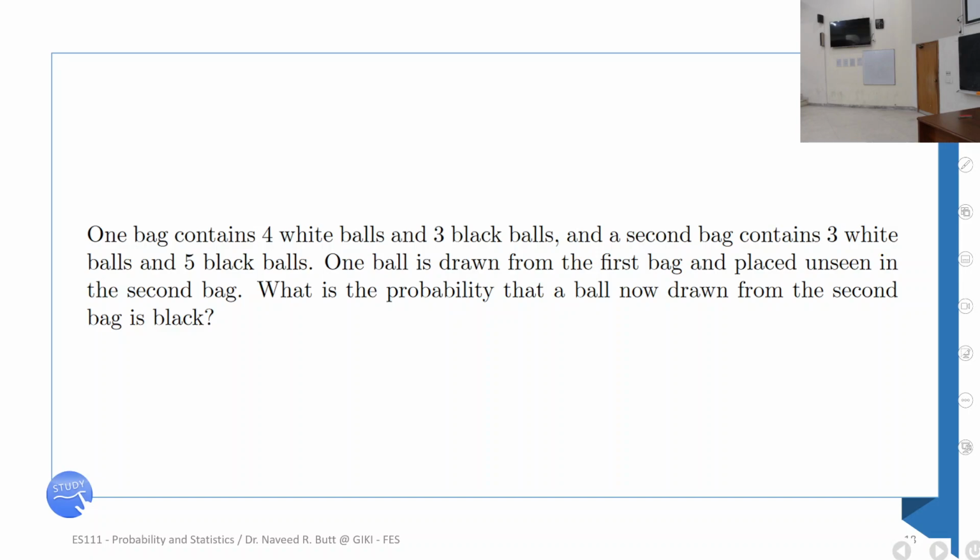One bag contains 4 white balls and 3 black balls, and the second bag contains 3 white balls and 5 black balls. One ball is drawn from the first bag and put into the second bag without being seen. तो फिर मामला खराब कर देगा. एक से बैग देखे बगैर दूसरे में आ गया. Find the probability that a ball now drawn from the second bag is black.